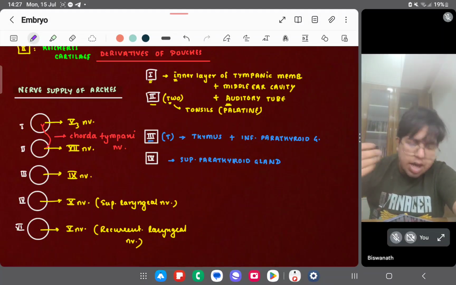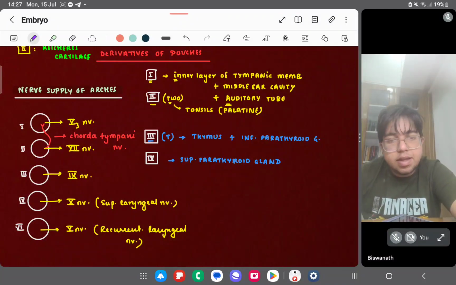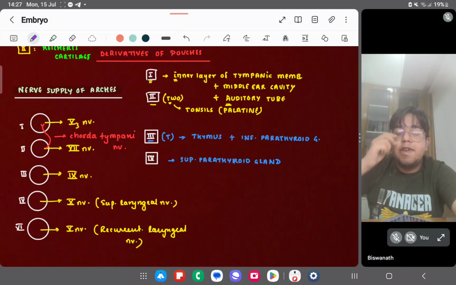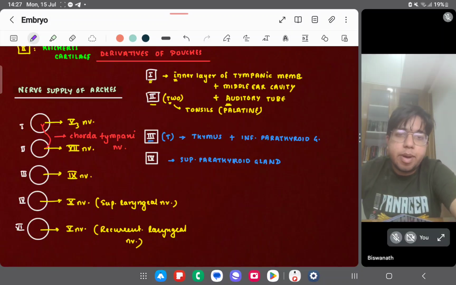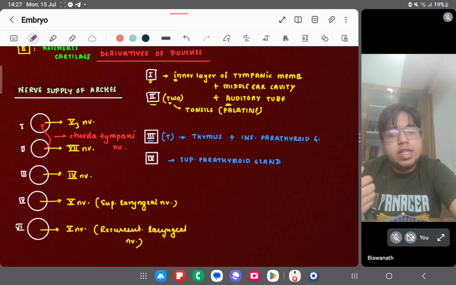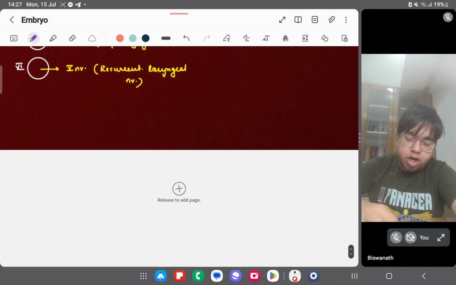Like, let me give you an example. Let's take the third arch. Okay, it is supplied by the ninth nerve. Which muscle does the ninth nerve supply? Stylopharyngeus. Okay, if you have read head and neck, it will be very easy. So ninth nerve, stylopharyngeus. No need to remember, and you can get this in just minutes. Okay, and now we'll start with the bony and cartilaginous derivatives of the arches, which is very important.